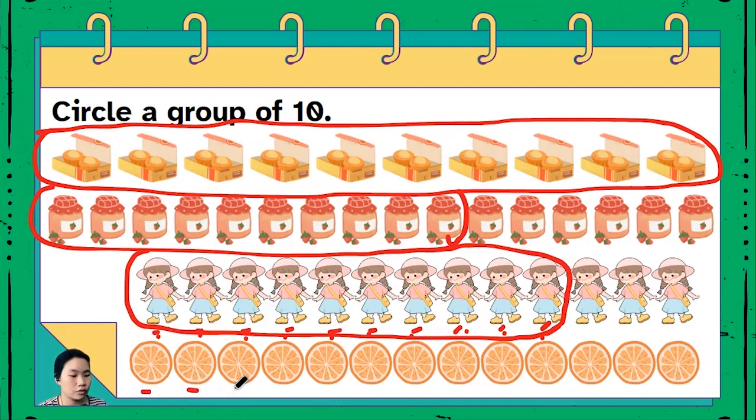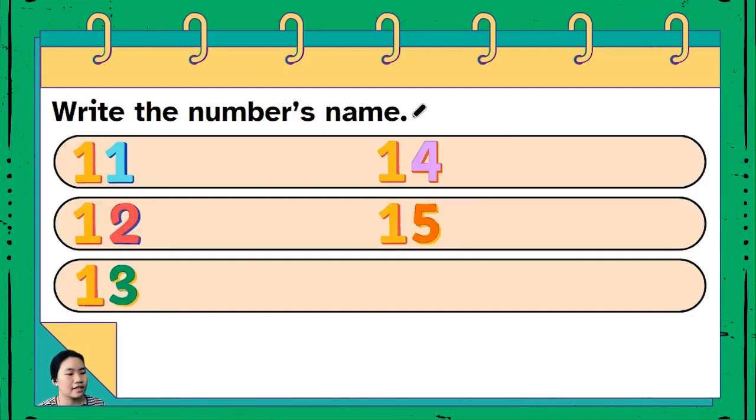Next, last but not least, these oranges. 1, 2, 3, 4, 5, 6, 7, 8, 9, 10. Let's circle these 10 oranges. That's it. Our last exercise is to write the number's name.